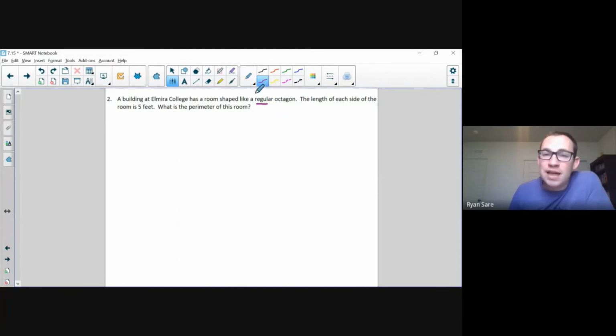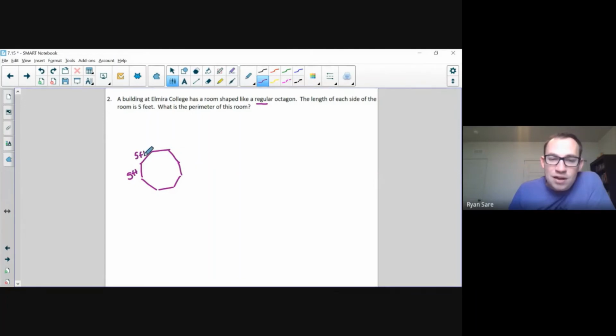Regular means that all the sides are the same length. The length of each side of the room is 5 feet. What is the perimeter of the room? So an octagon has 8 sides. Let's make sure that we got this. 1, 2, 3, 4, 5, 6, 7, 8. And each one is 5 feet.